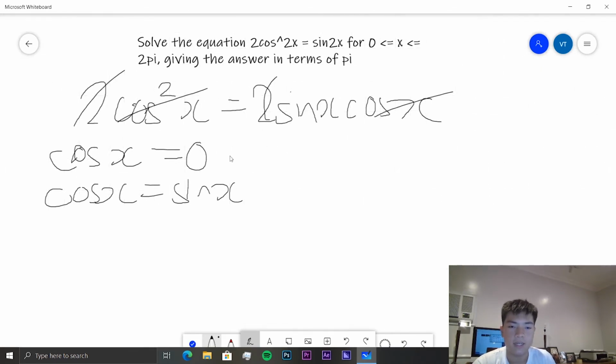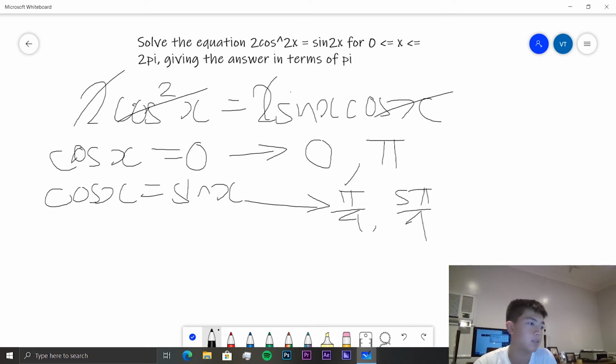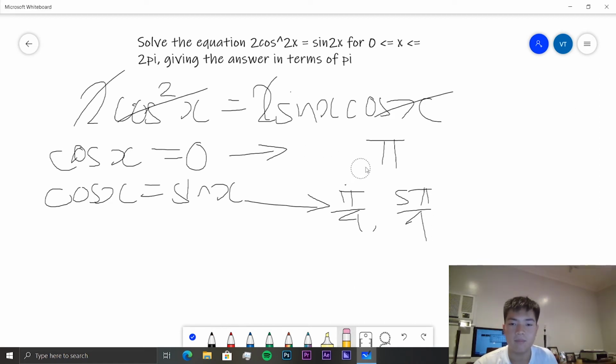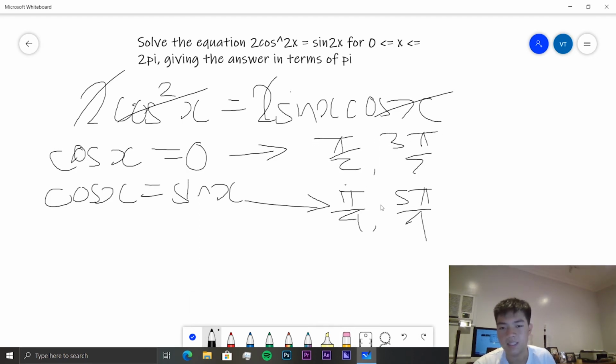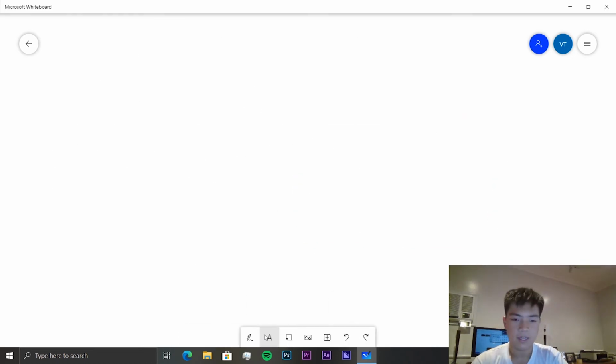So for the first case, cosine x is equal to 0. There are two possibilities. x could either be 0 or pi. And for when cosine x equals sine x, in other words, tangent of x is equal to 1, this is pi over 4 and 5 pi over 4. So yeah, that was a pretty fast one, and that should be correct. Oh, wait. Sorry, no, I messed this up. This is pi over 2 and 3 pi over 2. Of course, it's cosine, not sine. Silly me. Anyways, that's correct. So these four angles.